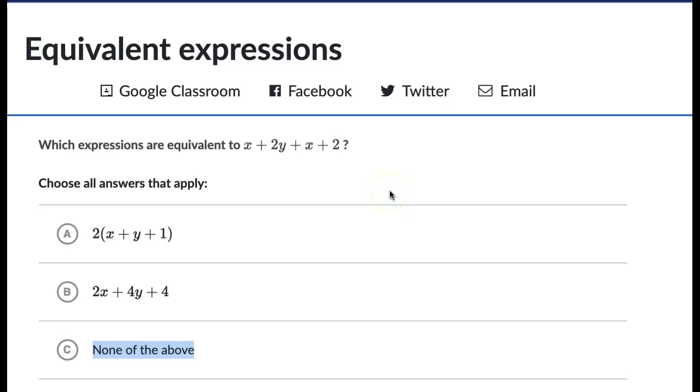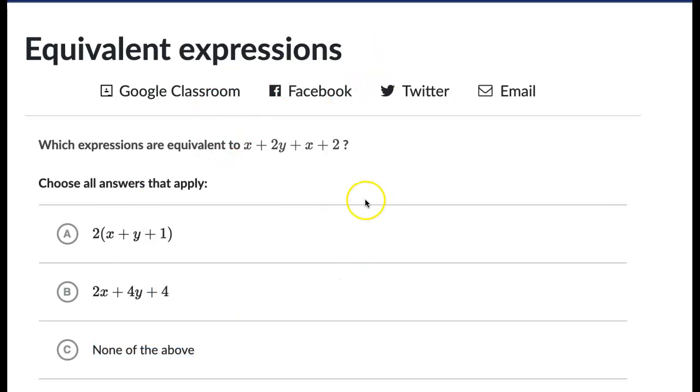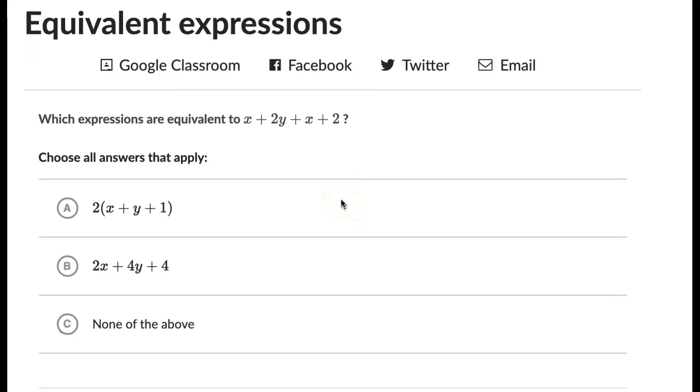Hello, my friend. So today we're going to talk about equivalent expressions and equations. And we're going to use this practice from Khan Academy, as you can see. So they say which expressions are equivalent to x plus 2y plus x plus 2.